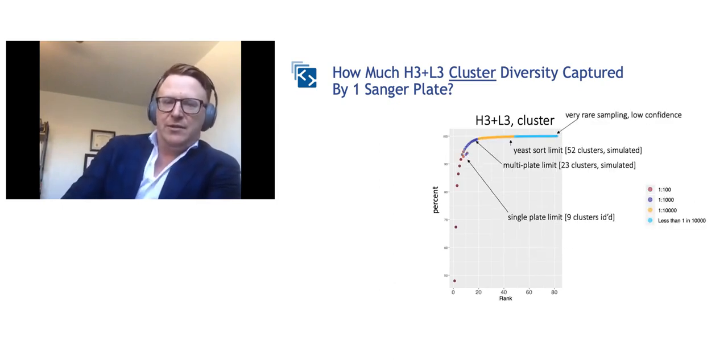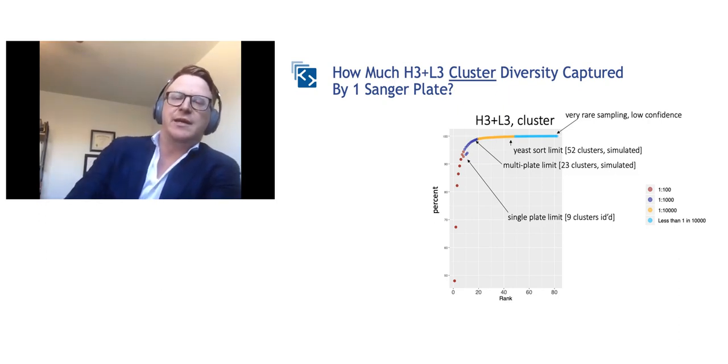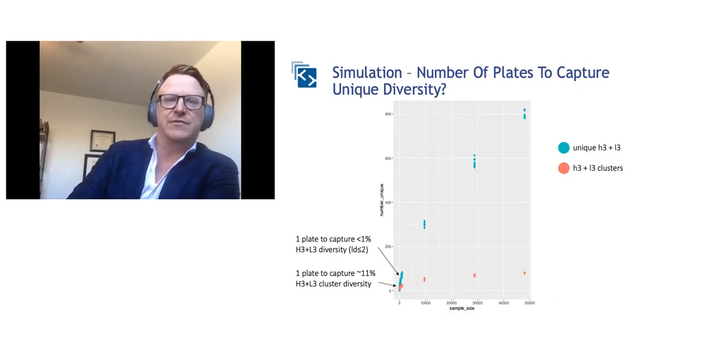And again, when you consider the limitations, if you consider a single plate, you're capturing about 9 clusters identified. Multi-plate, you're getting about 23, and the yeast sort limit is 52 clusters based off a simulated study. And then out here, you're starting to get more rare sampling, which obviously presents the problem of much lower confidence in it being a truly productive or effective hit.